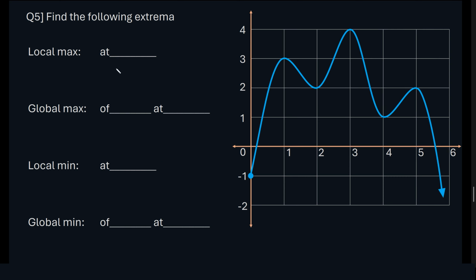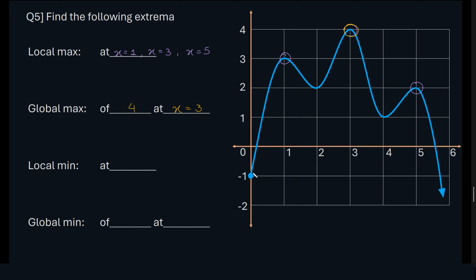In the next graph, we have local maximums here, here, and here. So that's at x equals 1, x equals 3, and x equals 5. Now among these three, the highest value achieved is 4 at x equals 3.